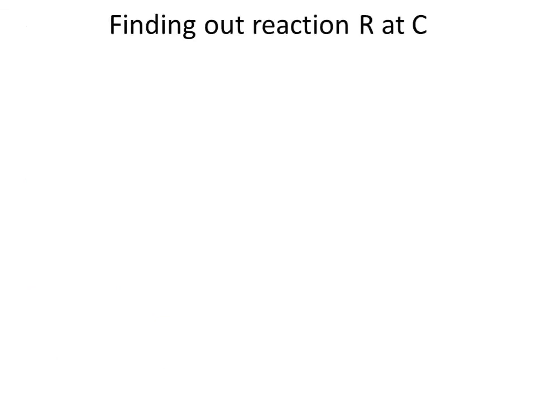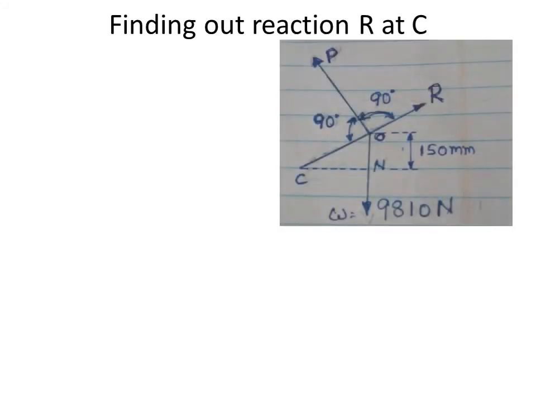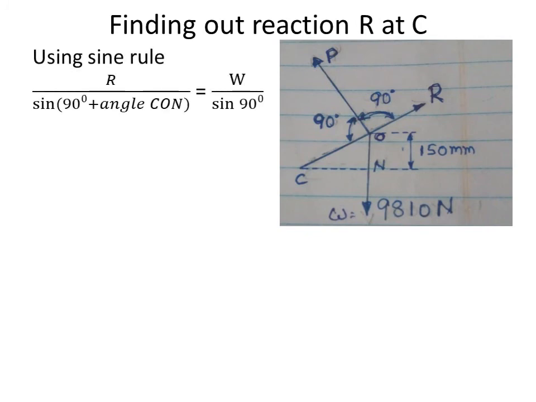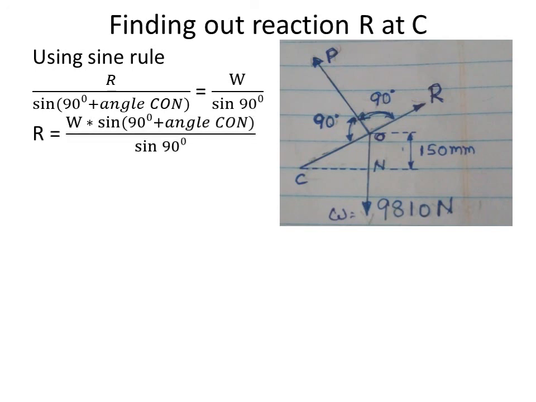Now we want to find out the reaction. So as we have seen earlier, three forces are there: its own weight, pull and reaction. Now we can apply Lami's theorem, or you can say sine rule, R divided by sine 90 degrees plus angle CON equal to W divided by sine 90. Now we have to find out angle CON.